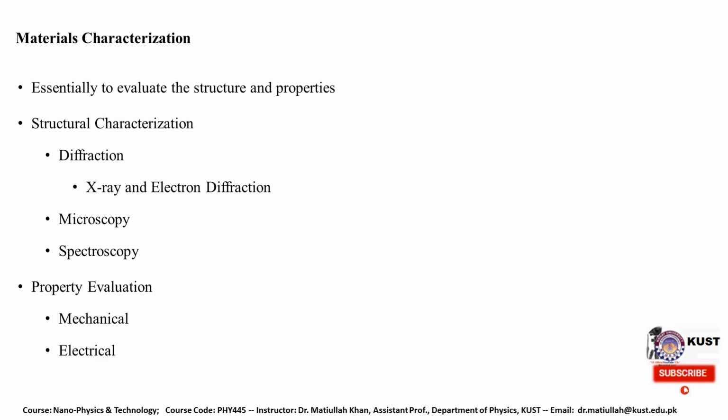Material characterization. In material characterization, it is often important to evaluate the structure of the material, because structure and property are closely correlated to each other. For structure characterization, we do X-ray diffraction or the diffraction technique, and for that we have X-ray and electron diffraction. We do microscopies as well, and also some spectroscopy. Similarly, we evaluate some of the properties of the material for using that material for a particular sort of application, just like mechanical property or electrical property.